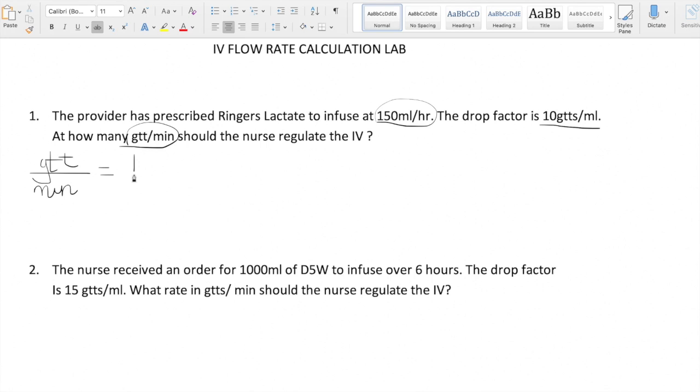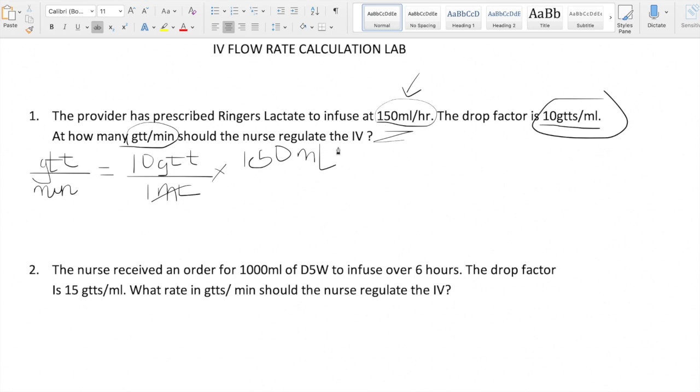So now what I do is I find the GTT, which is going to be 10 GTT. I'm going to place that on the top. Underneath, I am going to place 1 milliliter because these go hand in hand together. Now, I'm going to look for the other values that are in my word problem. So as you can see, 1 milliliter is going to go across from 150 milliliters, and I have to place that up there in order to cross them out. And underneath is going to be 1 hour.